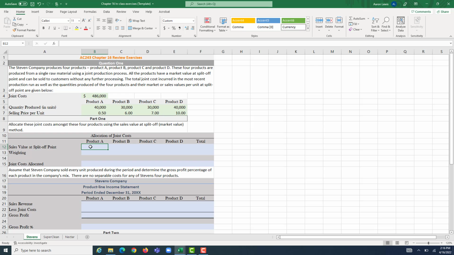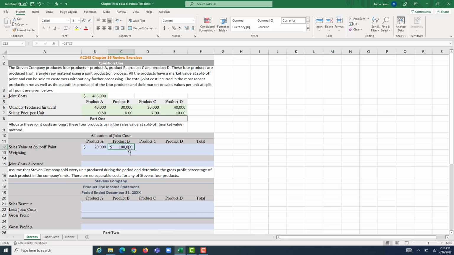And we'll start by figuring out what our sales value at split off is for each and every product. For product A, this joint production process is going to make 40,000 units. Each one of them is going to sell for 50 cents a piece. That means that if we do sell all 40,000 units of product A, which are manufactured at a price of 50 cents a piece, product A sales will generate $20,000 in sales revenue. For product B, we will sell 30,000 units, each one selling for $6 a piece. That is $180,000 in sales revenue that product B will generate.